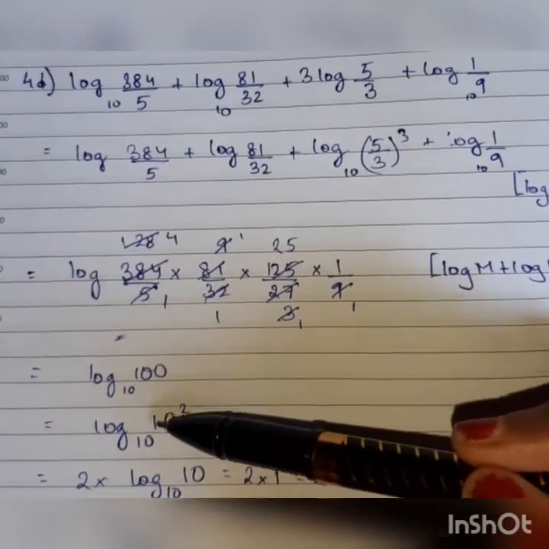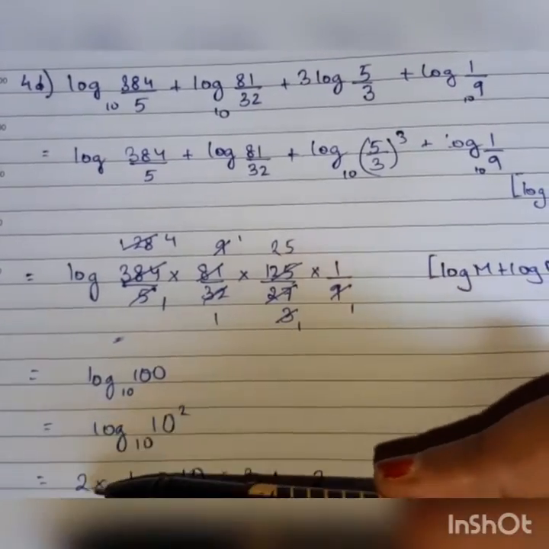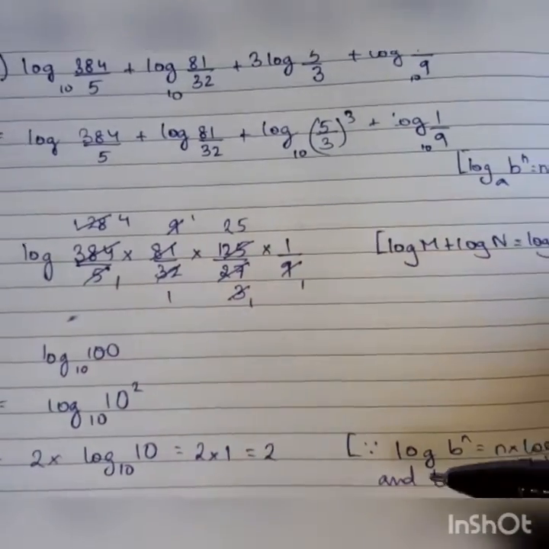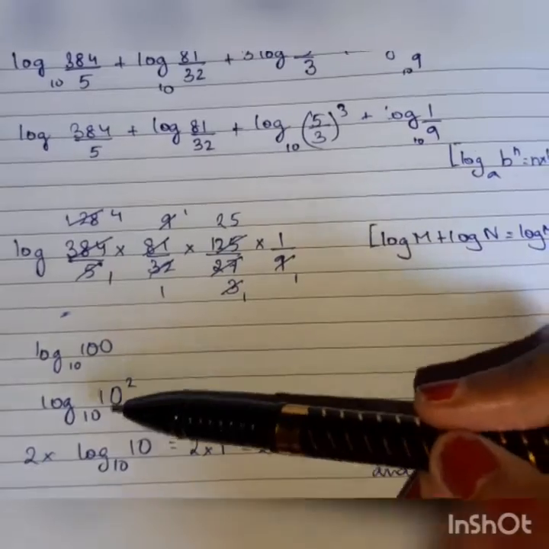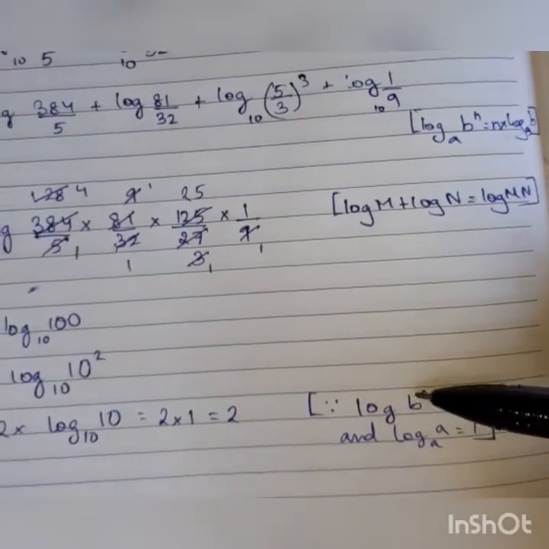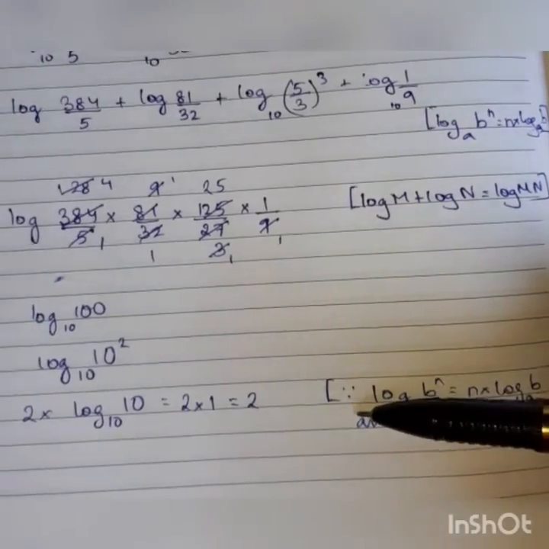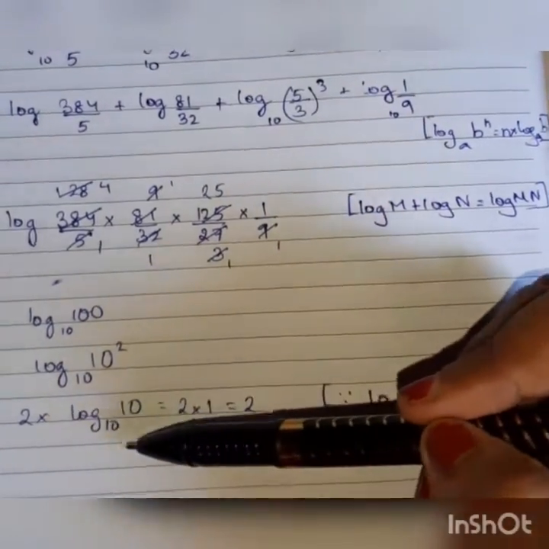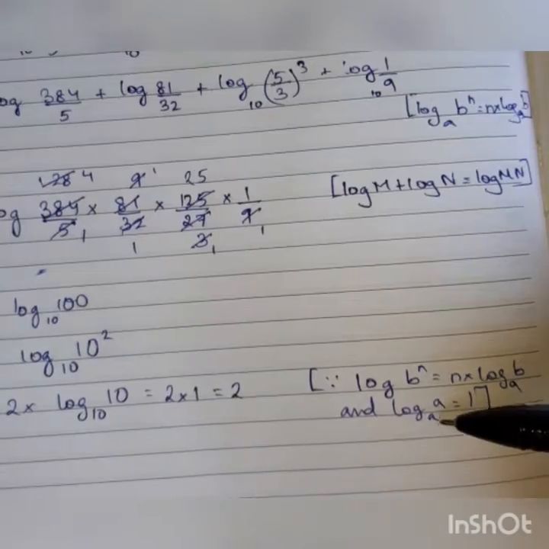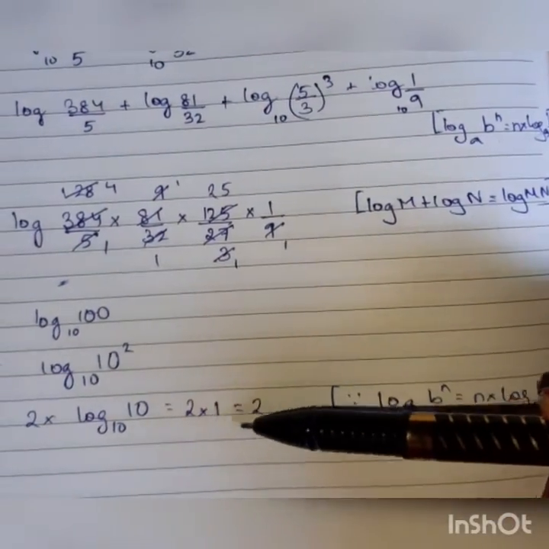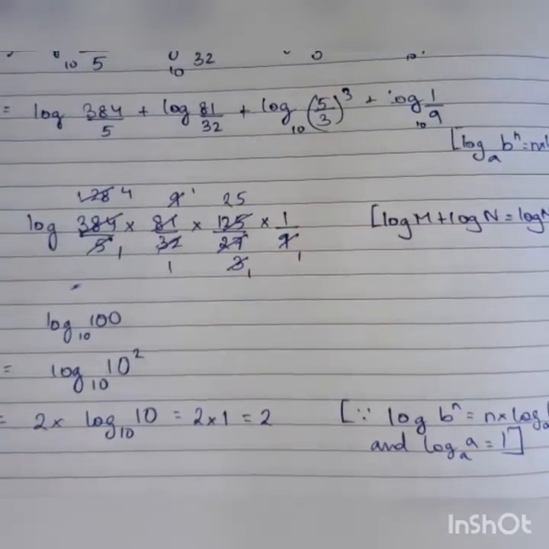Now 100 can be expressed as 10 square. So this 2 will come to the front. 2 into log 10 to the base 10 is equals to 2 into 1 equals to 2. Why is this power coming into the front? Because log b to the power n is equals to n into log b to the base a. The power comes to the front and gets multiplied. And log a to the base a equals to 1. That is log 10 to the base 10 equals to 1. So 2 into 1 equals to 2 is our answer.